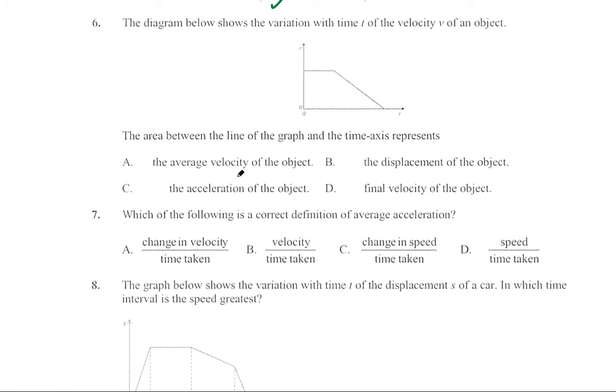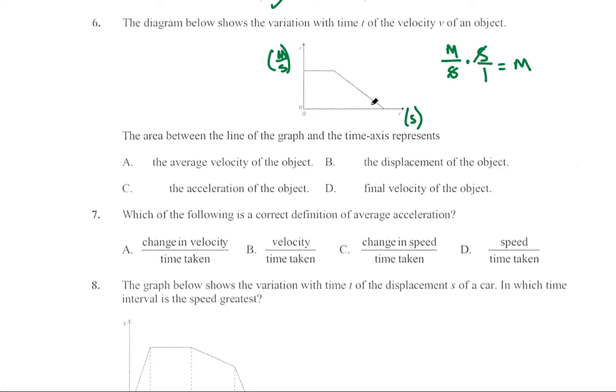The next is a definition of an area. This is a VT graph, and we're asked to find what is the area between the line and the time axis. And you could always use units to help you out. When you find area, you're always multiplying the 2 axes. So if you take a meter per second and multiply it by a second, the seconds cancel out and I'm left with a unit of a meter.